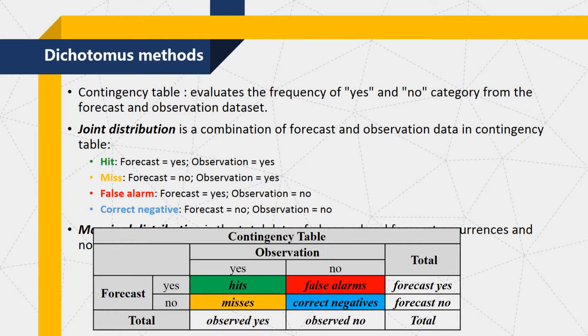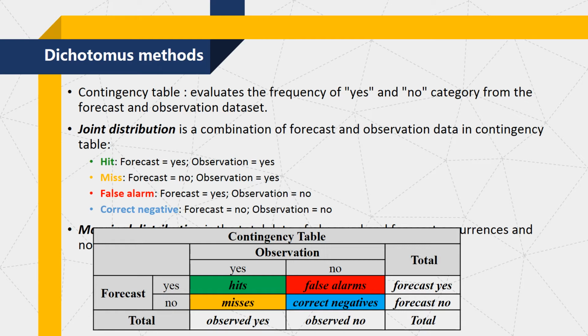The first thing that has to be done if we use this method for the verification process is to create a contingency table to see the frequency of yes and no categories of forecast data and observation. The combination of forecast data and observation in a contingency table is called a joint distribution. In the joint distribution, we will have a hit if the forecast says yes and the observation says yes also.